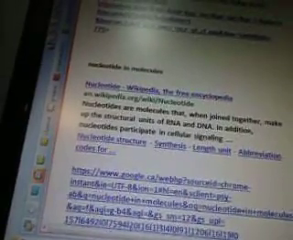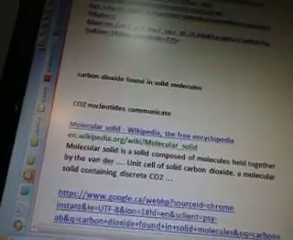And then nucleotide in molecules, of course I Googled that to see what it means. Nucleotides are molecules that when joined together make up the structural units of RNA and DNA. They also participate in cellular signaling. Okay, so then we go down and I Googled carbon dioxide found in solid molecules, and CO2 nucleotides communicate. So, molecular solid: a molecular solid is a solid composed of molecules held together by the van der Waals force. And it says unit cell of solid carbon dioxide, a molecular solid containing a discrete CO2.